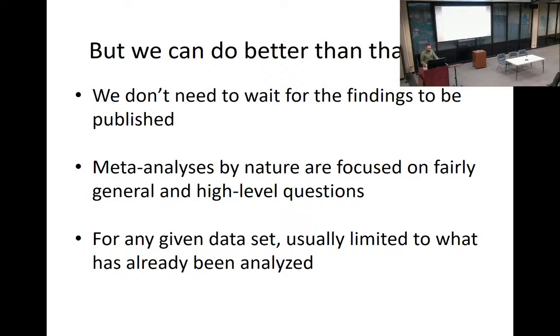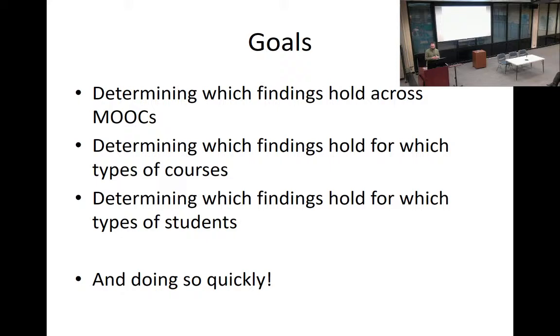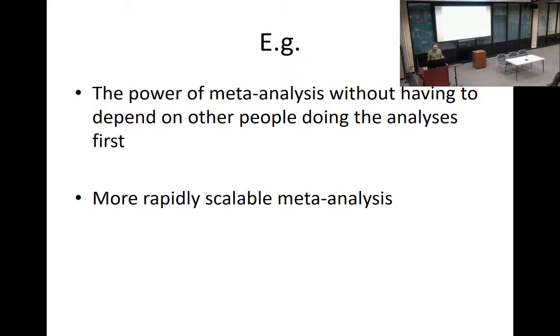In this talk, I'm going to discuss an engine that we're developing with the eventual goals of determining which findings hold across MOOCs. That's the kind of traditional meta-analysis question. But also determining which findings hold for which types of courses, and which findings hold for which types of students, and trying to do so quickly. So we don't have to wait until people publish all this stuff. We can just go straight to our questions and answer them at scale. In other words, the power of meta-analysis without having to depend on other people doing the analyses first. I also like to think of it as more rapidly scalable meta-analysis.